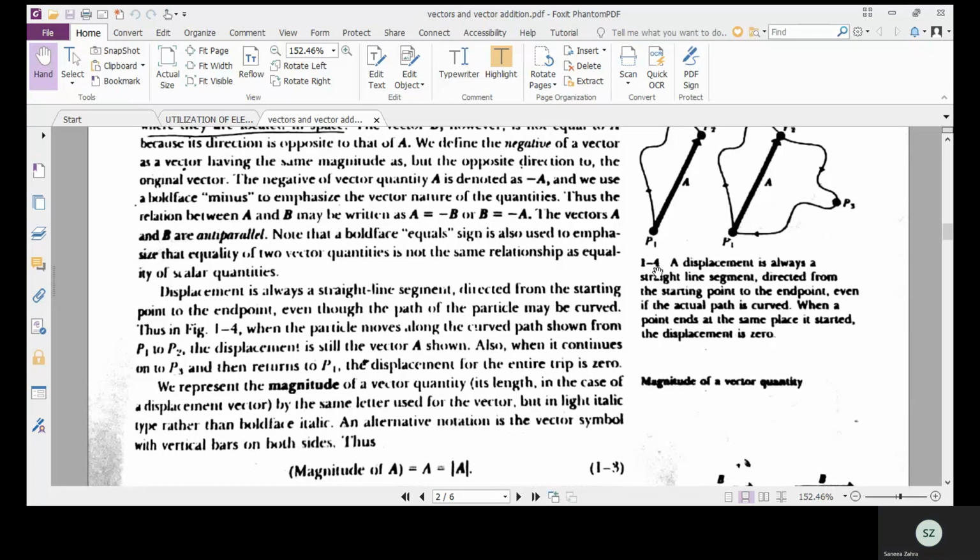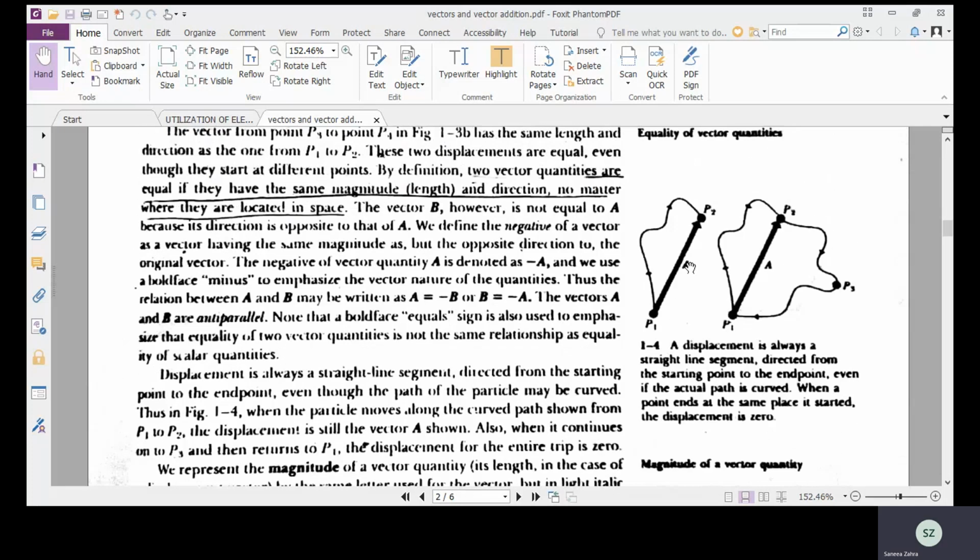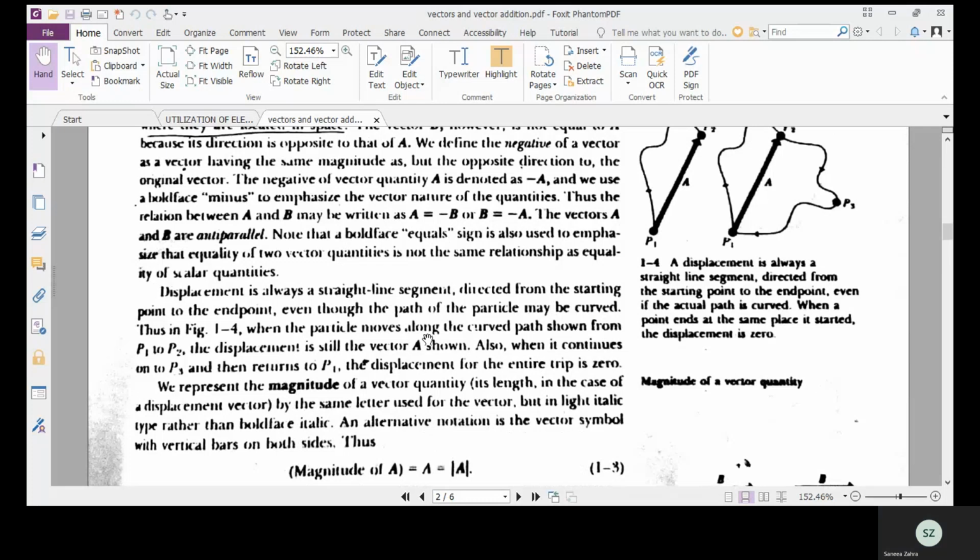Consider figure 1-4. A particle moves along a curved path from P1 to P2. This is the distance the particle covered. If I talk about its displacement, I will draw a straight line starting from P1 and ending at P2. The displacement is still the vector A shown. I have represented my displacement with a bold letter A.